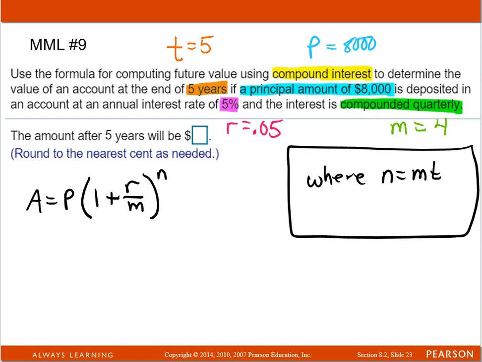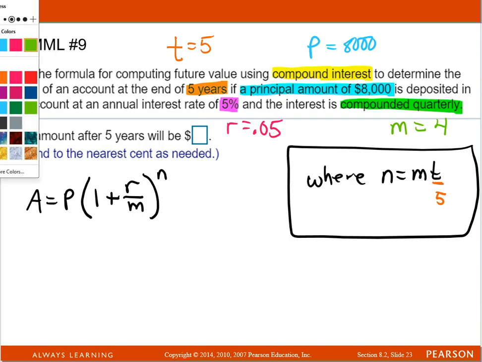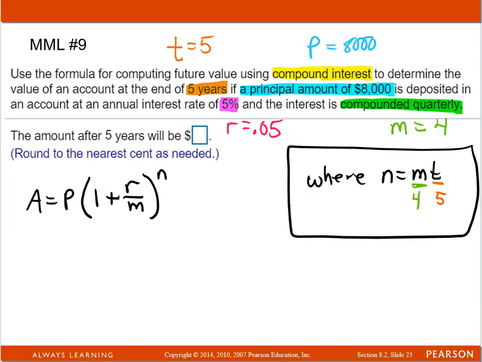A equals P times 1 plus R over M, all raised to the nth power, where N equals M times T. T is 5, and M is 4. I'm going to multiply those together. N is going to equal 4 times 5, which is 20. So they're going to calculate the interest a total of 20 times. They're going to do it 4 times a year for the next 5 years. That's 20 times they're going to recalculate interest.